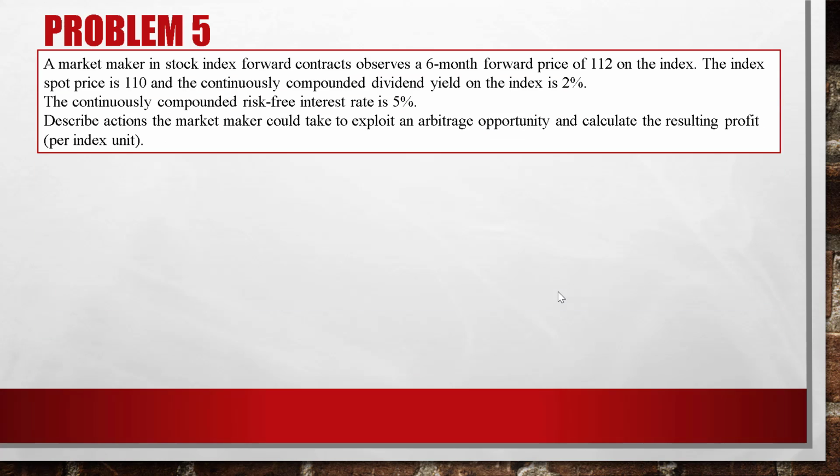Problem 5. A market maker in stock index forward contracts observes a 6-month forward price of 112 on the index. The index spot price is 110 and the continuously compounded dividend yield on the index is 2%. The continuously compounded risk-free interest rate is 5%. Describe the action the market maker could take to exploit an arbitrage opportunity and calculate the resulting profit.